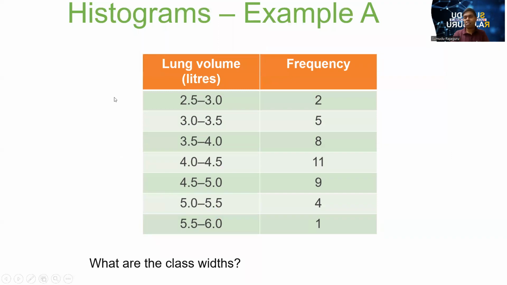Now you can see, this is just a simple example. These are the classes. Actually, I took as an example the lung volumes of people, students maybe. I already prepared the classes: 2.5 to 3 liters, 3 to 3.5, 3.5 to 4, 4 to 4.5, like that. Here I am putting the frequencies. Frequencies mean how many times this happened, or how many members we can include in this class. So here classes, here frequencies.